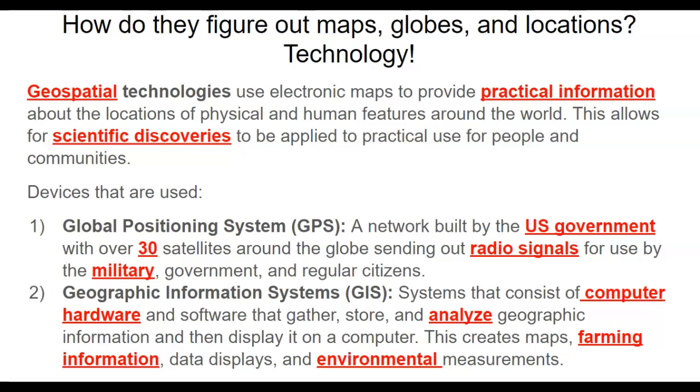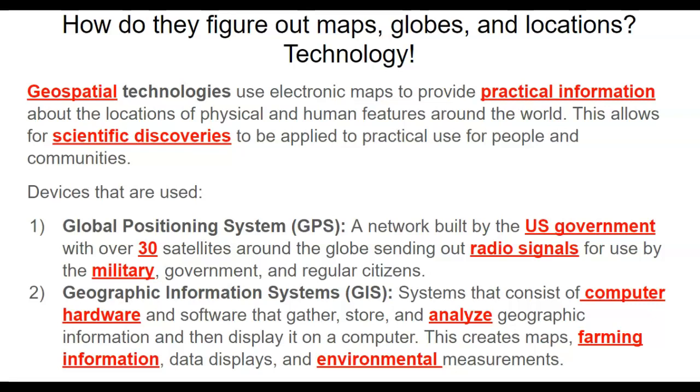Technology is our main source. So our geospatial technologies use electronic maps to provide practical information about the locations of physical and human features around the world. This allows for scientific discoveries to be applied and practical use for people and communities.